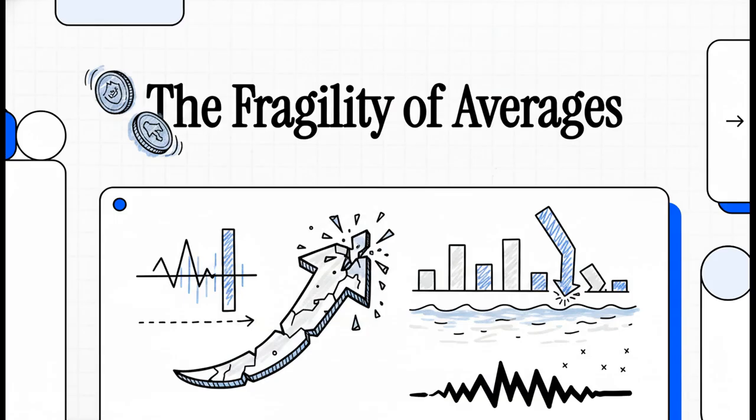But what if this law, this bedrock of statistics, has a breaking point? A place where adding more data actually makes things worse? Okay, let's get into it.